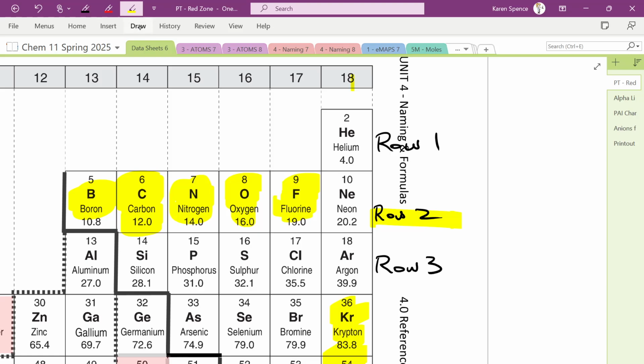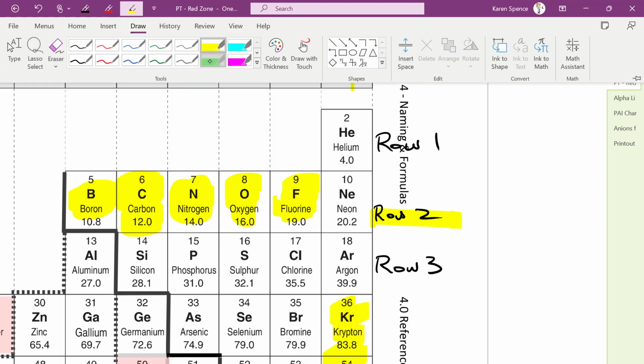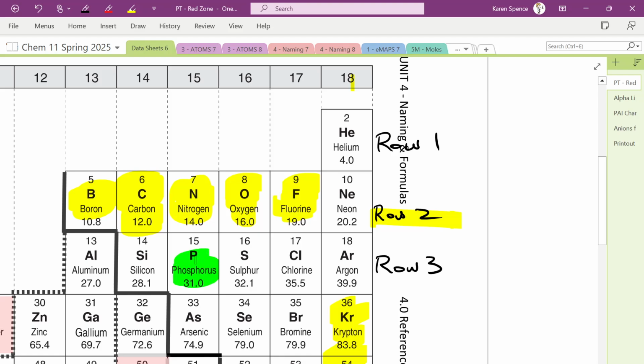However, when we get down to phosphorus, phosphorus is in row 3. So yes, it can have more than 8. It still usually has 8, but sometimes it can have more. So if we're like, oh my gosh, I've got this extra pair of electrons, where do I put them? You could throw them onto phosphorus, right? If you've got a structure that's supposed to have 28 electrons, but it only has 26, throw the extra ones onto your central row 3 or lower atom.